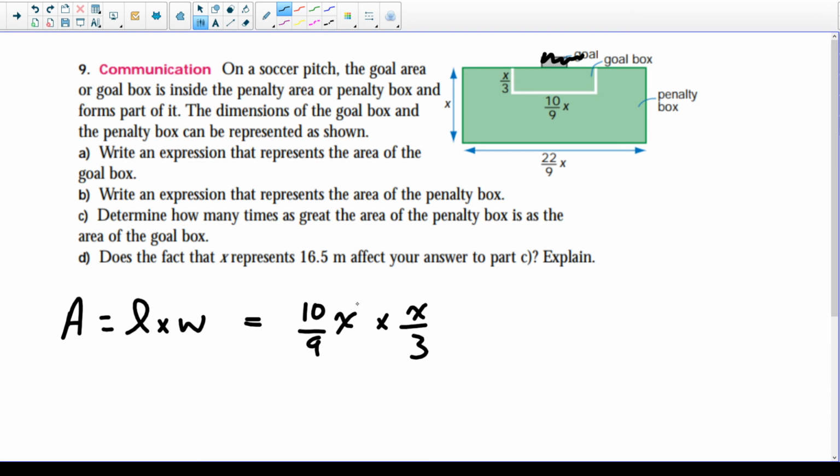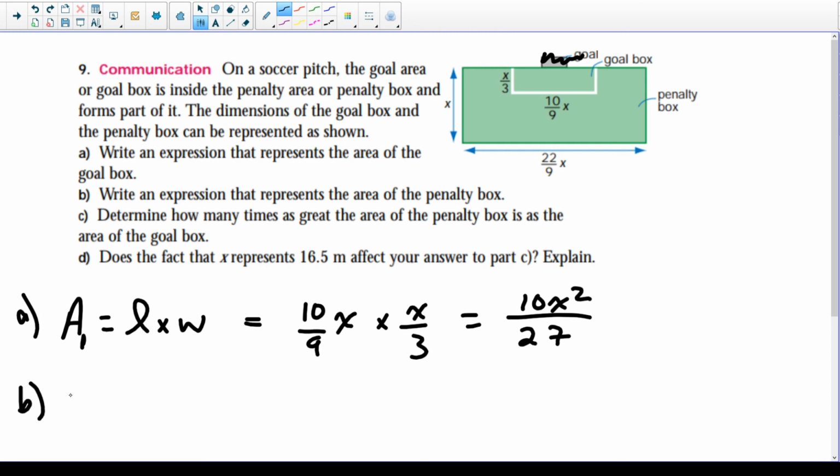We'd want to simplify that, at least multiply through together, okay? Nothing cancels here. The x's are numerators. The 10 can't simplify with either the 9 or the 3. So we end up with 10x squared over 27 as the area for part A. So I'm going to call that area 1. You'll see why in a second.